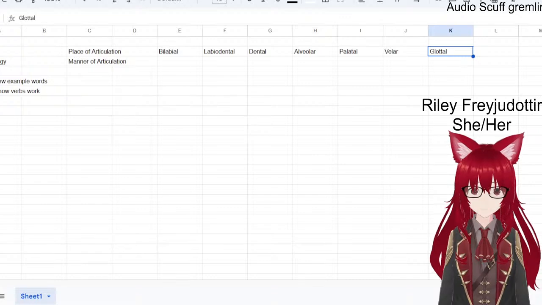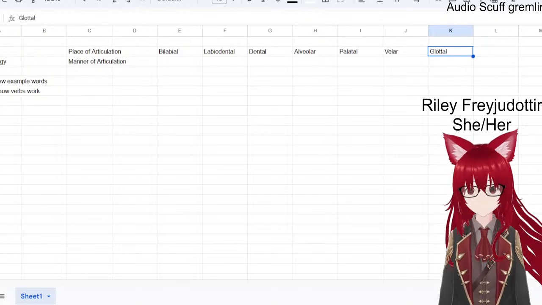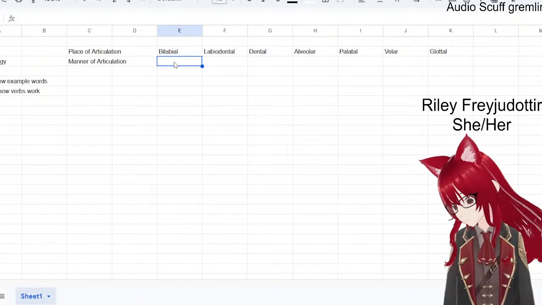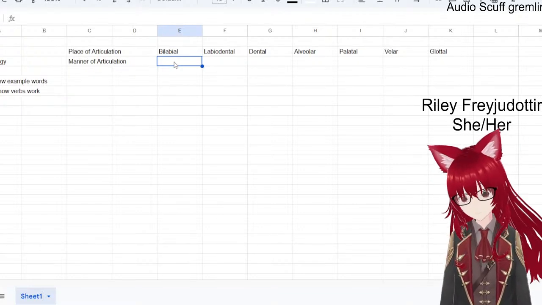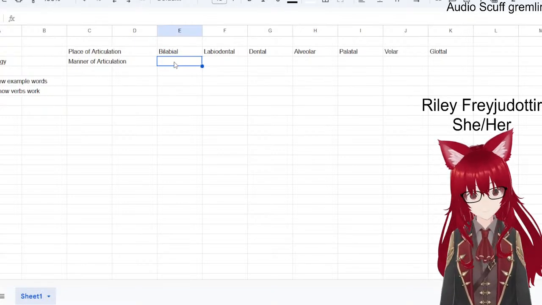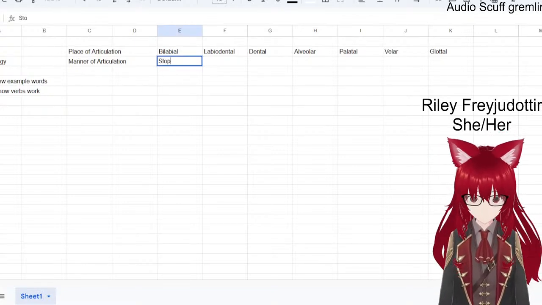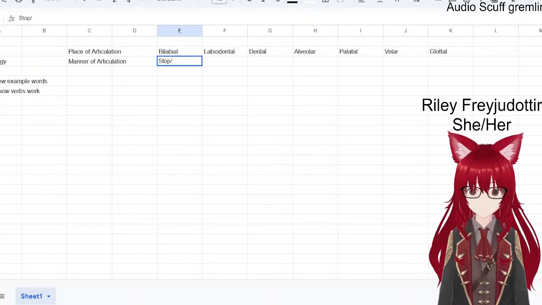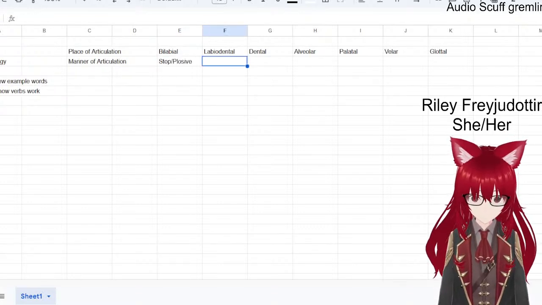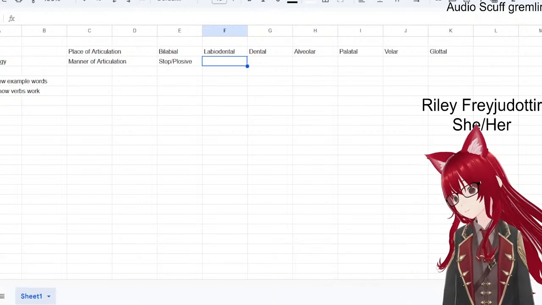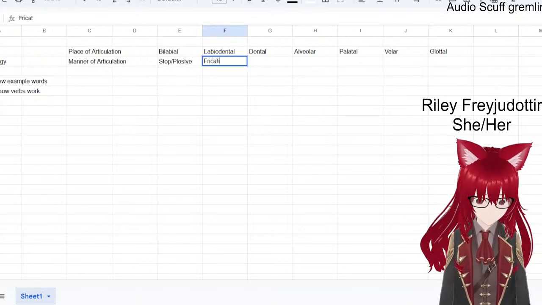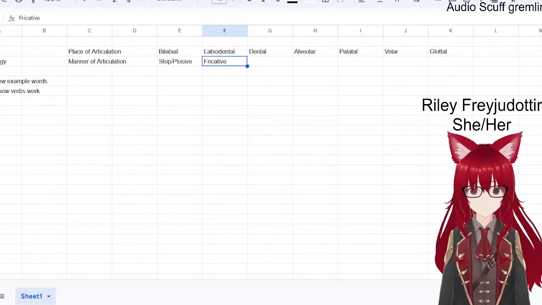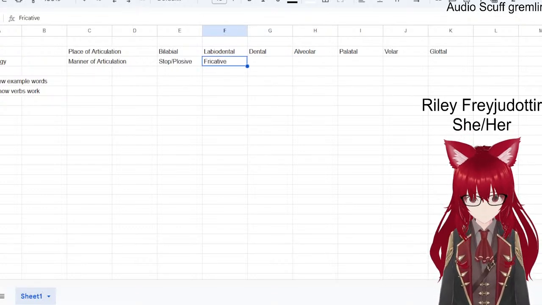There are also glottal sounds like the H sound, and the glottal stop, as in the sound between the "uh" and the "oh" in "uh-oh." The manner of articulation is how the sound is made. For instance, if you completely stop the flow of air with your mouth, it's a stop or a plosive. If you don't stop the air, but just create a lot of turbulence, what you have is called a fricative.